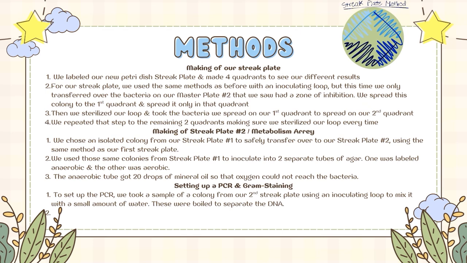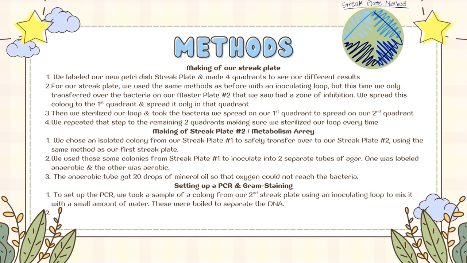Making a streak plate number 2 / metabolism array. We chose an isolated colony from our streak plate number 1 to safely transfer over to our streak plate number 2 using the same method as our first streak plate. We used those same colonies from streak plate 1 to inoculate into 2 separate tubes of agar. One was labeled anaerobic and the other was aerobic. The anaerobic tube got 20 drops of mineral oil so that oxygen could not reach the bacteria.